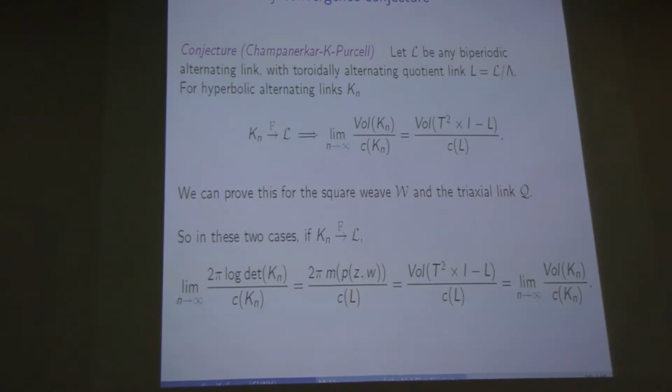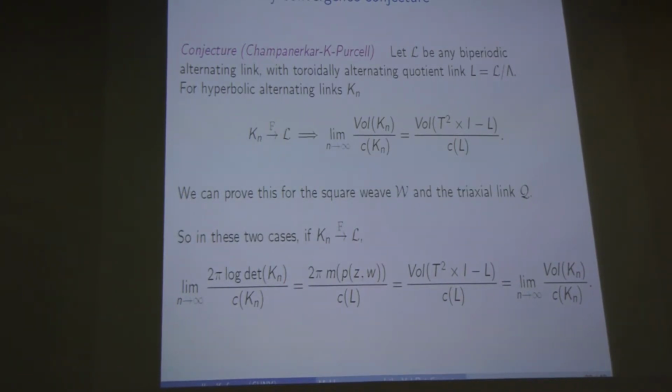So in a perfect world, we would like this conjecture, and this would be the tool that I'd want to use. If you have a biperiodic link with a toroidally alternating quotient link, L mod lambda, then for any hyperbolic links Kn that converge to L, it would be great if the volume densities converge to the volume density of the biperiodic link.